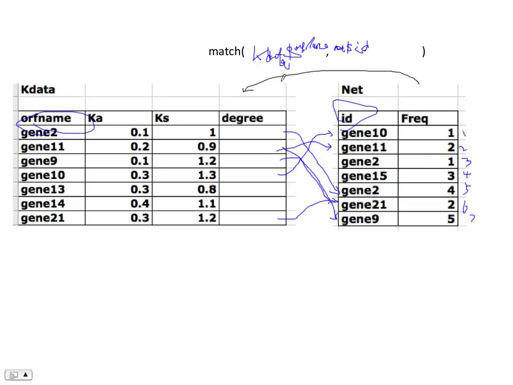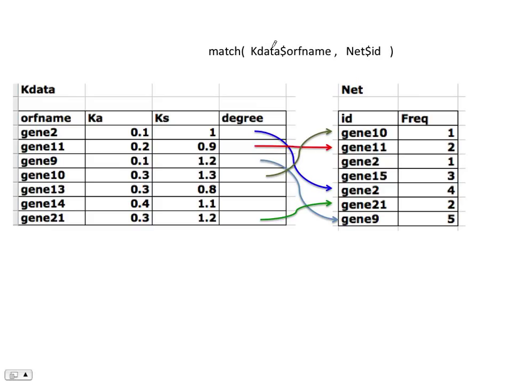So the match function will basically do the manual matching here, matching the open reading frame by rows to the net ID in the net spreadsheet. After we match K data open reading frame to net ID, this is what the result would be, and those rows will be matched. You need to remember this matching is not symmetrical. It always matches the first one to the second one, so what we're getting is the matching position in the second spreadsheet.